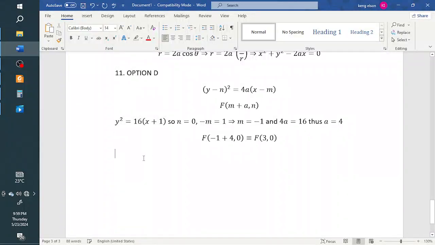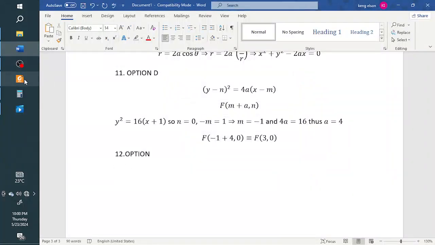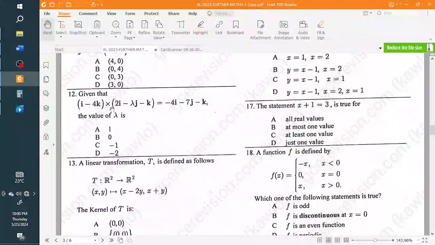Okay, let's go to question 12. Given that i minus 4k cross 2i minus lambda j minus k is equal to negative 4i minus 7j minus k, what's the value of lambda?